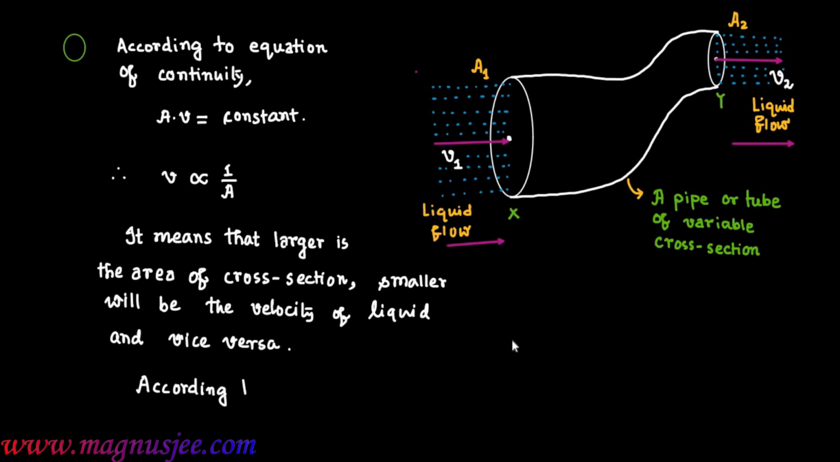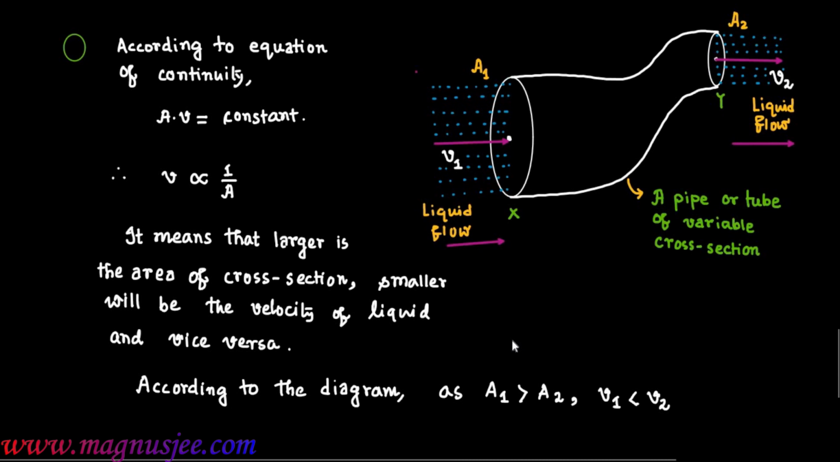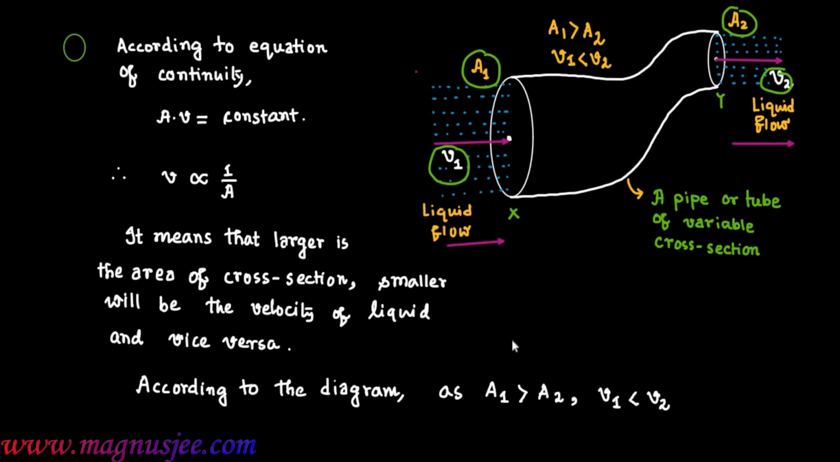According to the diagram, as A1 is greater than A2, V1 will be less than V2. In the diagram, area of cross section A1 is greater than A2. That's why V1 will be less than V2, because larger is the area of cross section, smaller will be the velocity of liquid flow.